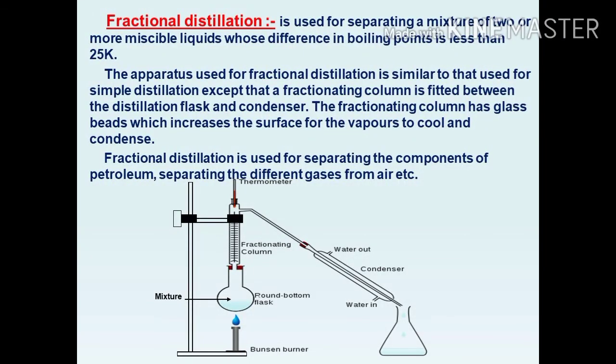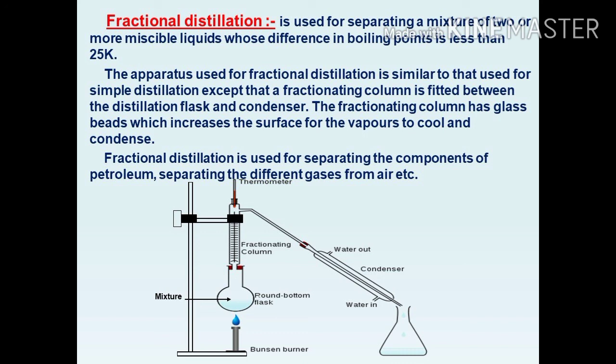The next method of distillation is fractional distillation. This fractional distillation is used for separating a mixture of two or more miscible liquids whose difference in boiling points is less than 25 Kelvin. The apparatus used for fractional distillation is similar to that used for simple distillation. See this picture. In the simple distillation method, a fractionating column is not there, but in fractional distillation a fractionating column is fitted in between the distillation flask and condenser.